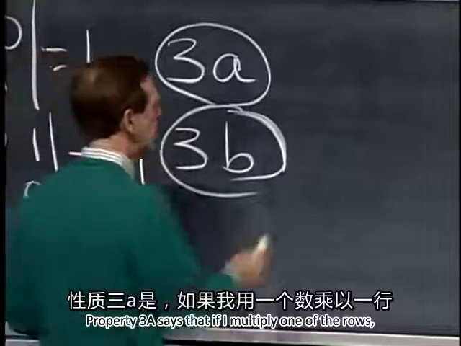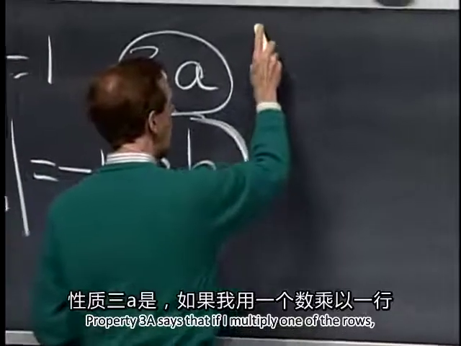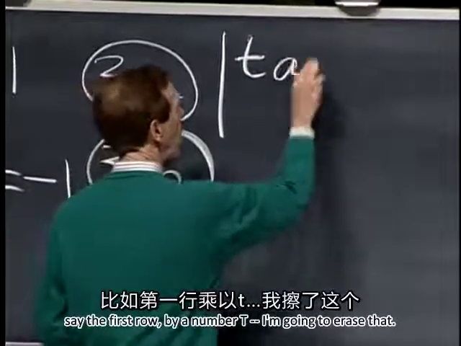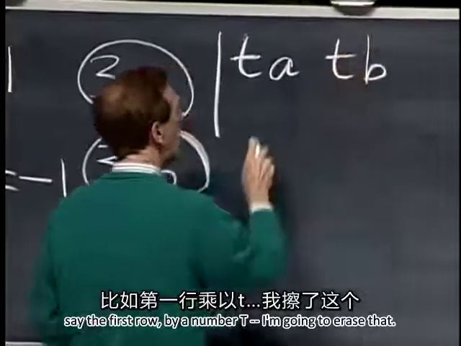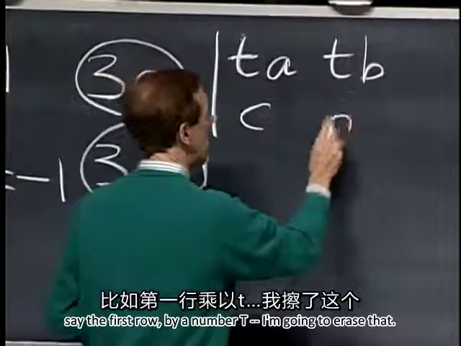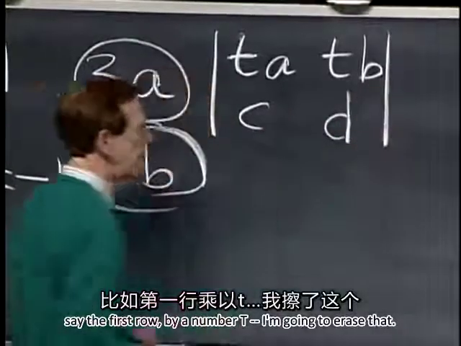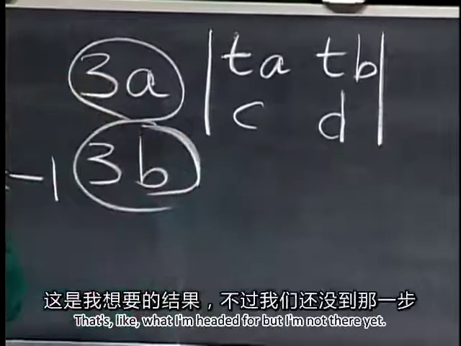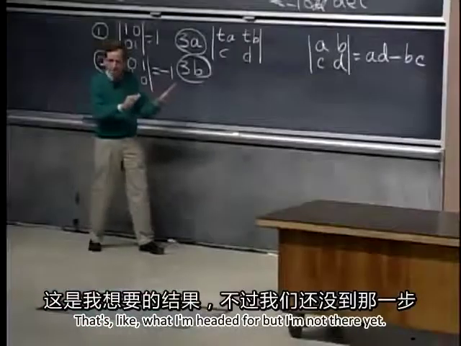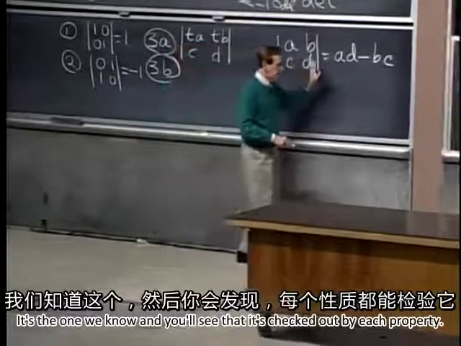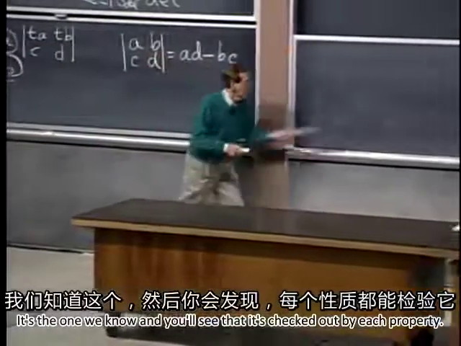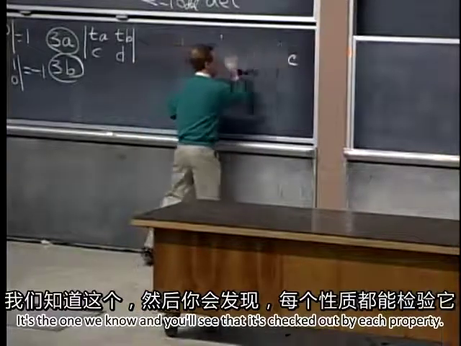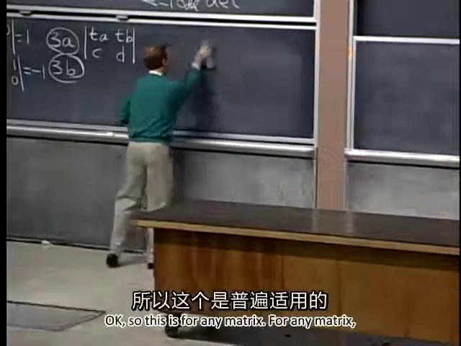Property 3a says that if I multiply one of the rows, say the first row, by a number t, I'm going to erase that. That's like what I'm headed for, but I'm not there yet. That's the one we know, and you'll see that it's checked out by each property.